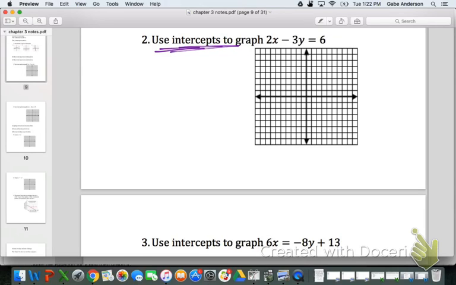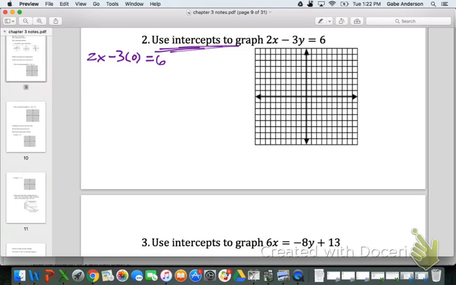I'm going to try to find my two intercepts, because how many points do I need to draw a line? Only 2. So if I can find the x-intercept and the y-intercept, then I've got my 2 points, I've got my line. So here's how I would do this. I'm going to find my x-intercept first. At the x-intercept, the y-coordinate is 0. So I'm going to replace the y with a 0. By doing this, when I solve for x, I'll have my x-intercept.